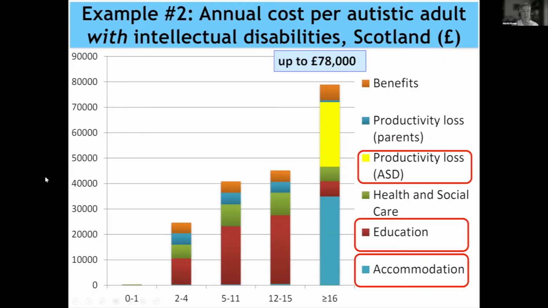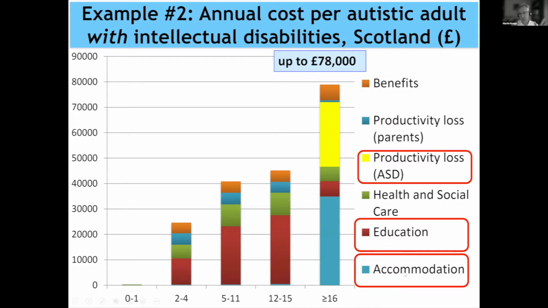A second example, quickly, this is now looking at autistic adults, who also have intellectual disabilities, a study that some of us did in Scotland a few years ago. And now you can see slightly different colouring and different column definitions. These are age groups 0 to 1, 2 to 4, and so on, going from left to right. And you can see different costs coming in now.